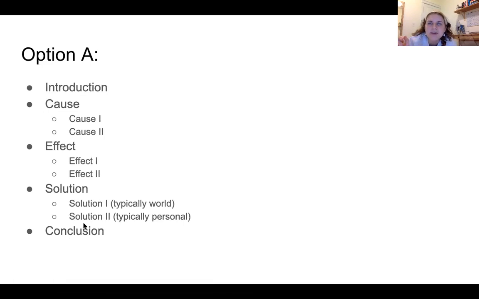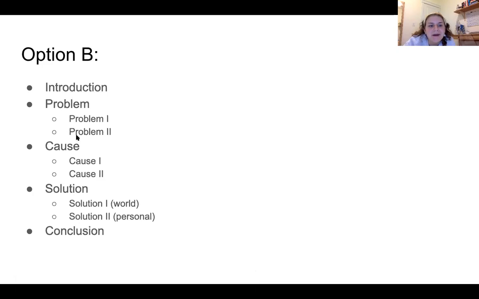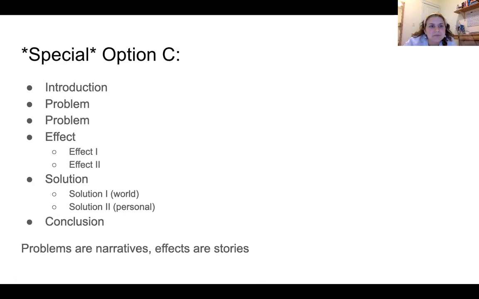So like, what can the person do as soon as they walk out of this room by themselves without having to put too much energy into it? You know, it's something that they can do all by themselves. Option B, problem, cause, solution. So the difference between option A and B is where cause is located. And it really just depends on your emotional arc and what would better fit the research you've done, what stories you have.